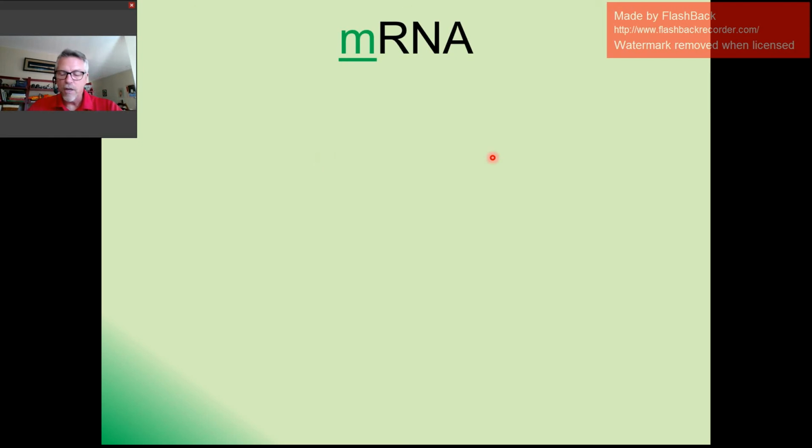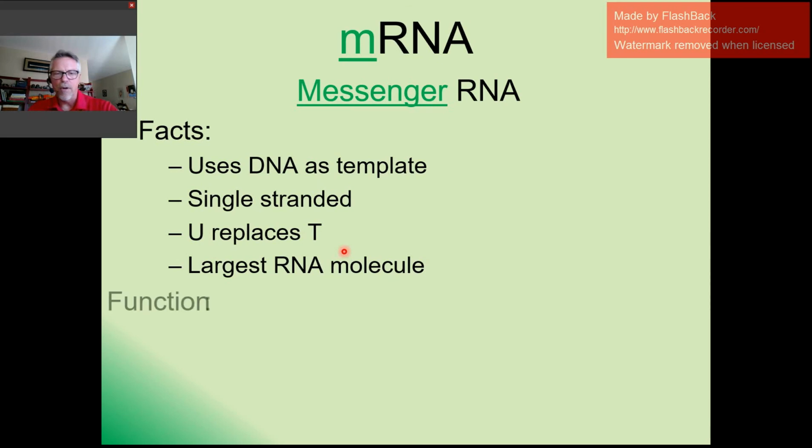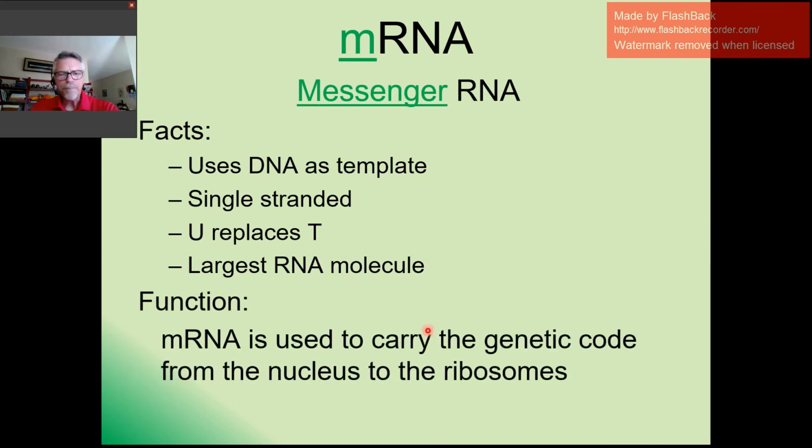The first one that we're going to talk about is called mRNA, and the M stands for messenger. Messenger RNA is built from a DNA template. We're going to talk about that process in a couple of minutes. Like I said before, it's RNA, so it's happy to be single-stranded. Instead of thymine, there is uracil. And as it turns out, messenger RNA is also the largest type of RNA. The function is basically that mRNA serves as the recipe for making a protein.